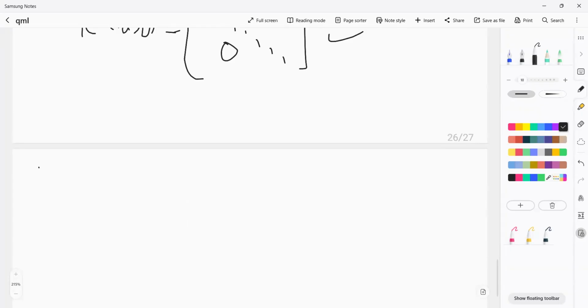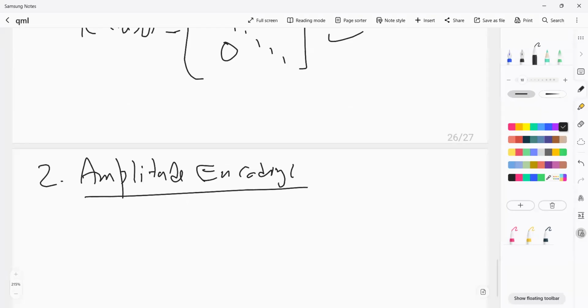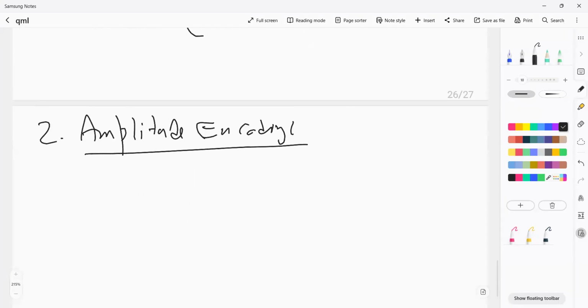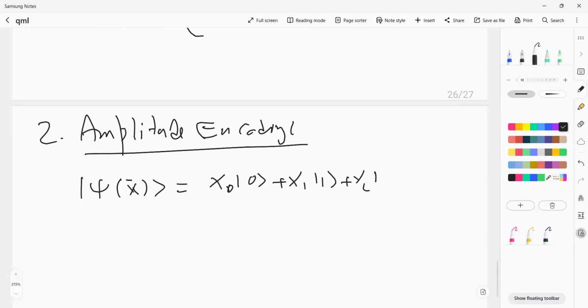So let's see what amplitude encoding does. In amplitude encoding, a state psi of x is encoded like this: x0, |0>, x1, |1>, x2, |2>, all the way to whatever number of features we have.